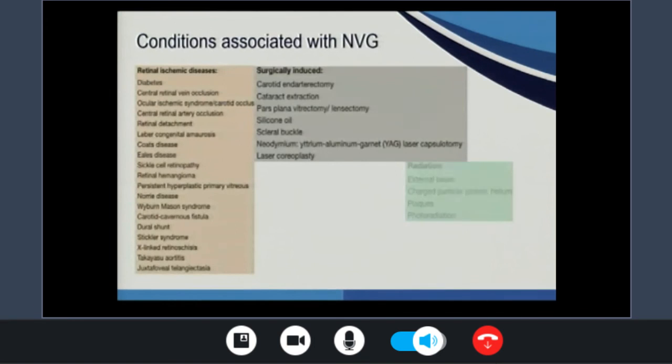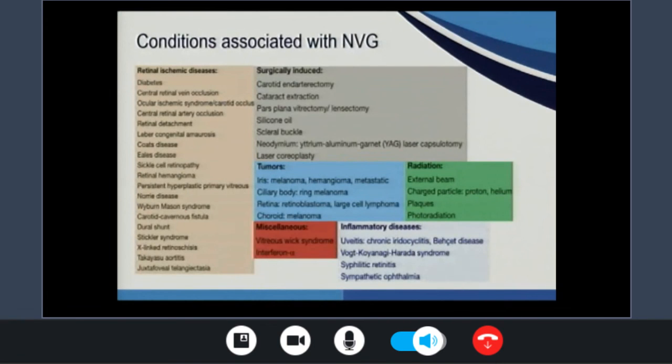And if you enumerate the causes of neovascular glaucoma, you will have many causes. However, they can be retinal ischemic diseases, as we have mentioned, surgically induced, tumors, radiation, inflammatory diseases, and even miscellaneous causes. In our patient, diabetes and cataract extraction were the main risk factors for developing neovascularization and subsequent neovascular glaucoma.